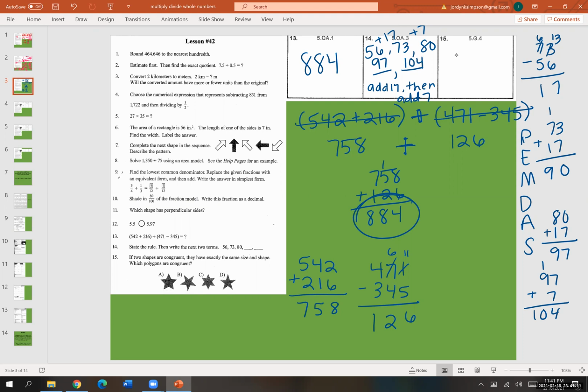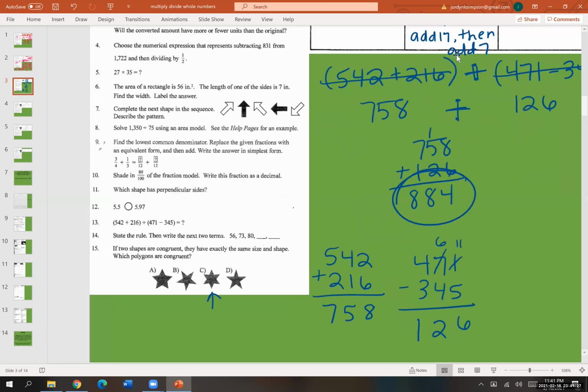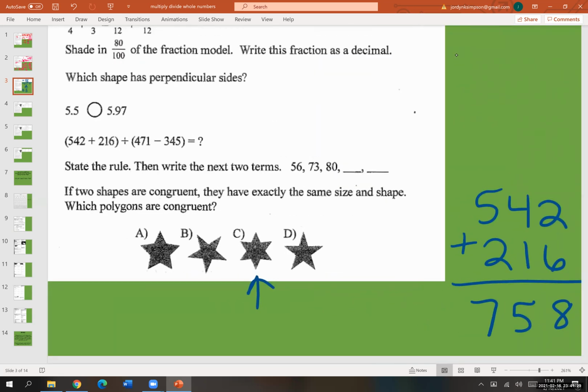Okay, let's do 15. If two shapes are congruent, they have exactly the same size and shape. Which polygons are congruent? So exactly same size, exactly same shape. I automatically notice C, and I think the reason is because it has 1, 2, 3, 4, 5, 6 points. So I'm going to write a little 6. This has 5 points, and so do the others. So that's a no-go on C because there's nobody else that has 6 sides.